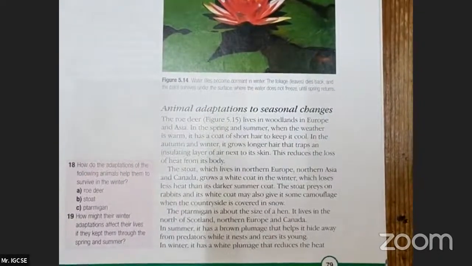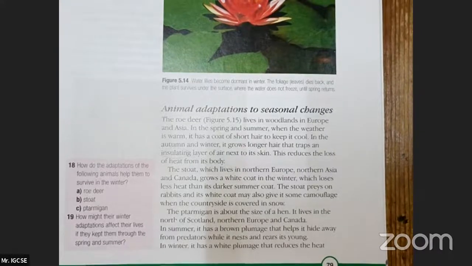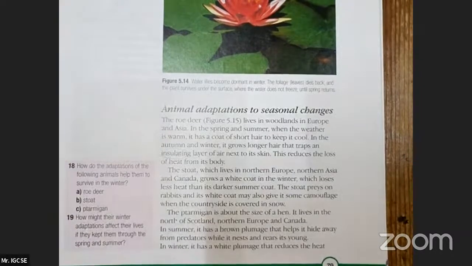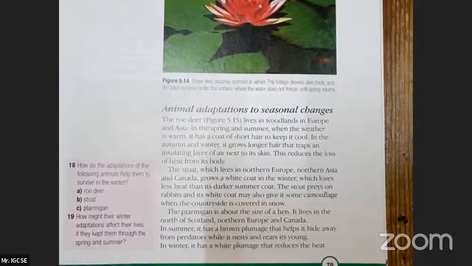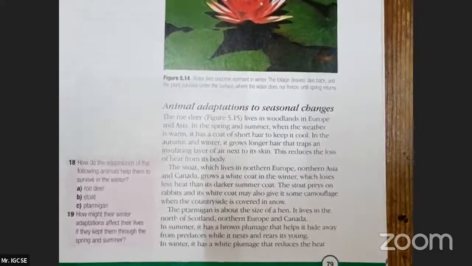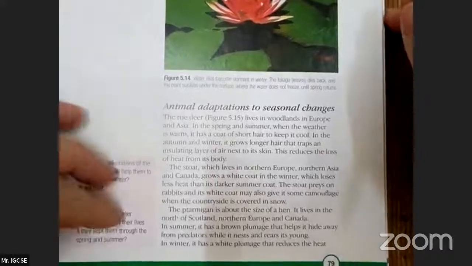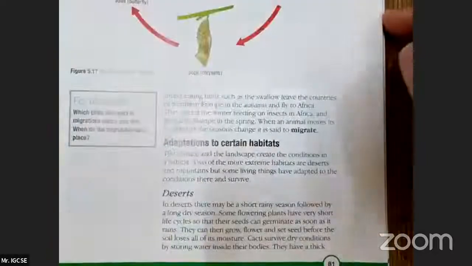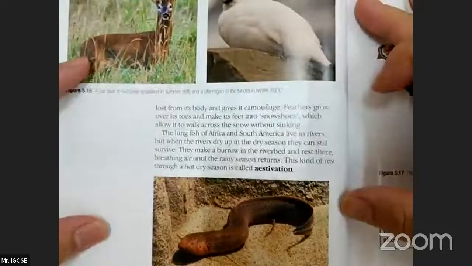The roe deer lives in the woodland in Europe and Asia. In the spring and summer, when the weather is warm, it has a coat of short hair to keep it cool. In the autumn and winter, it grows longer hair that traps an insulating layer of air next to its skin, so it reduces the loss of heat. Just a coat for the deer. There are some other animals that you can always learn and read about. So this is the deer.